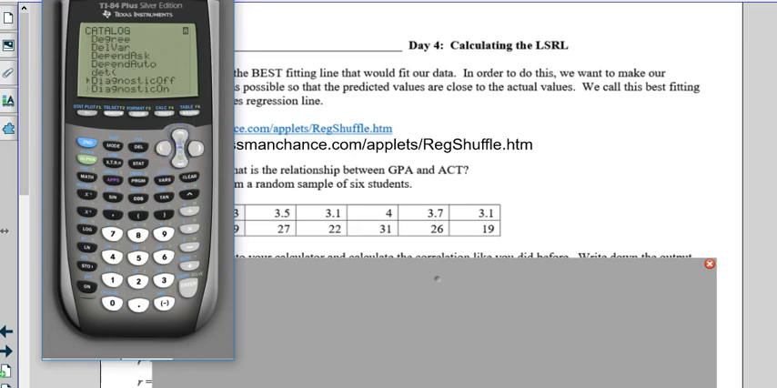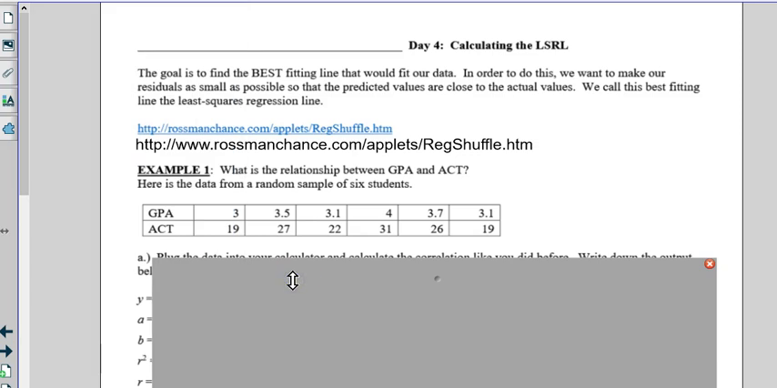Okay, so diagnostics on. There we go. So we go to stat, calculate, 8, and there are the numbers we need. All right, so there are the numbers you're going to need. You have it on your calculator right there in front of you.